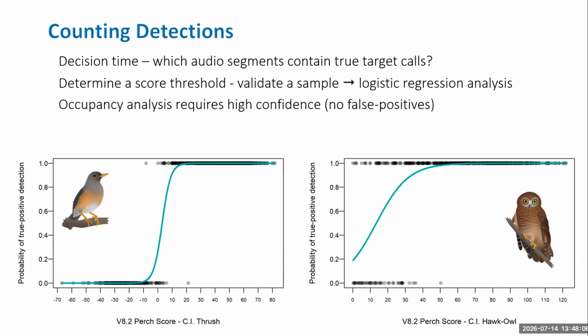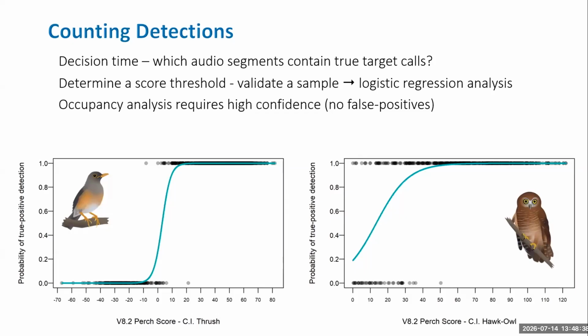So when you have the data dots down the bottom, which are negative examples, so segments that don't have the species, you want that nice curve where it can ideally almost get separation between your negative and positive examples. And the hawk owl there shows an example of where we can get a score threshold that gives us high confidence of true positive calls, but we're still missing a lot of calls.